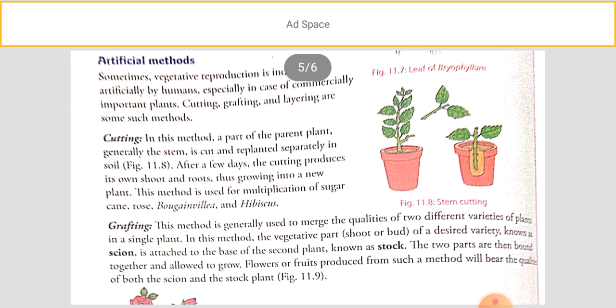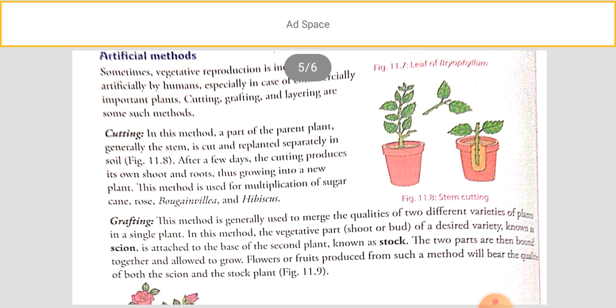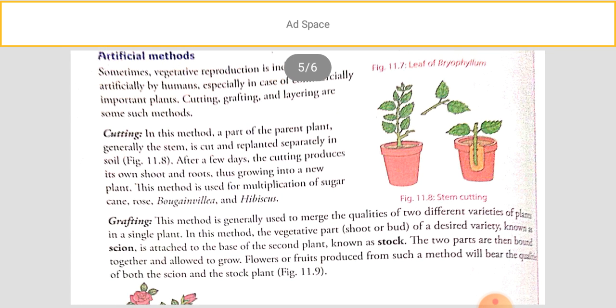Sometimes vegetative reproduction is induced artificially by humans, especially in the case of commercially important plants like rose. Some of the artificial methods are cutting, grafting, and layering. So first we will see cutting.